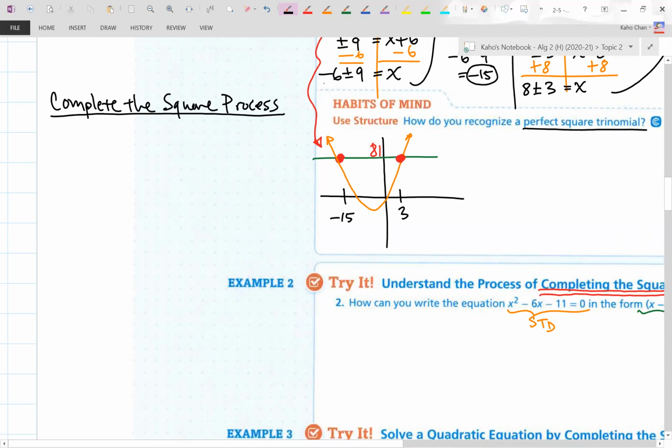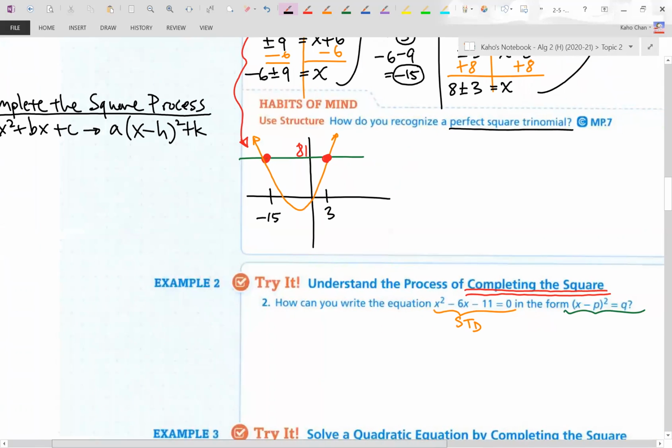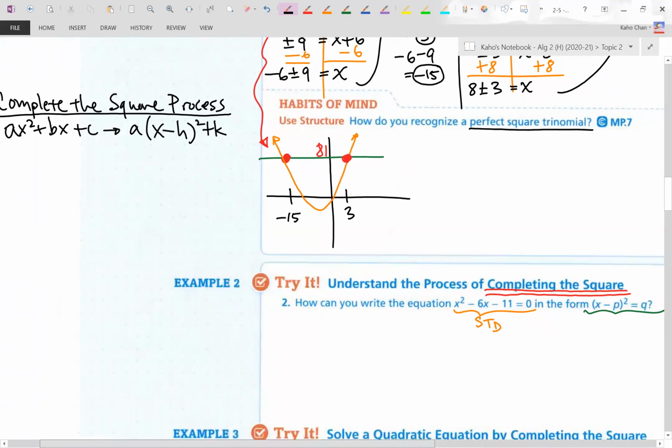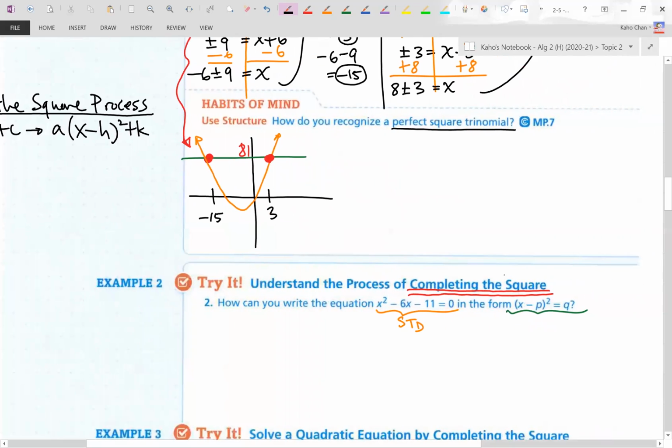Let's go here to the left and give yourself some room up here, completing the square process. All right, we're going to go from a standard equation and put it into vertex form. That's what we're doing. Now they used x minus p squared equals q, but it's essentially the same thing. The vertex form and their form, those are the same thing right there. Just want to let you know, those mean the same thing. Their p is our h and their k, of course, is our q.